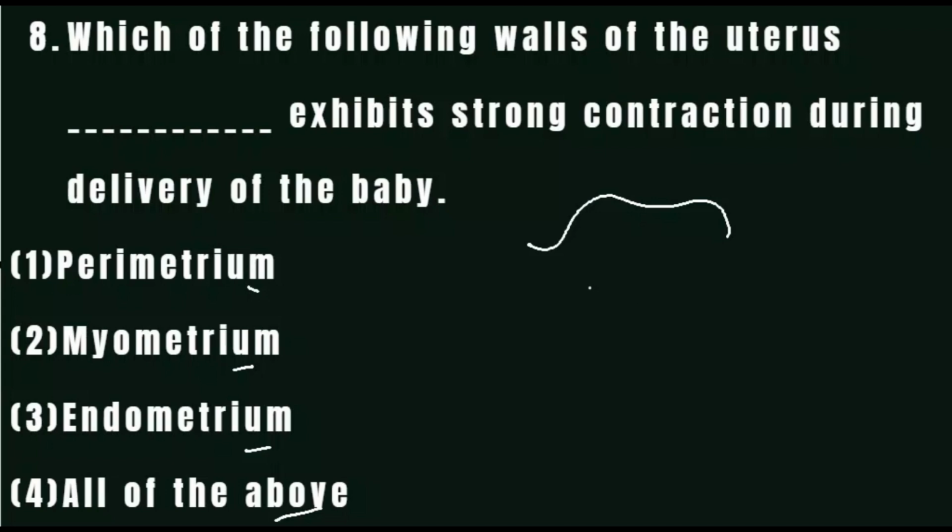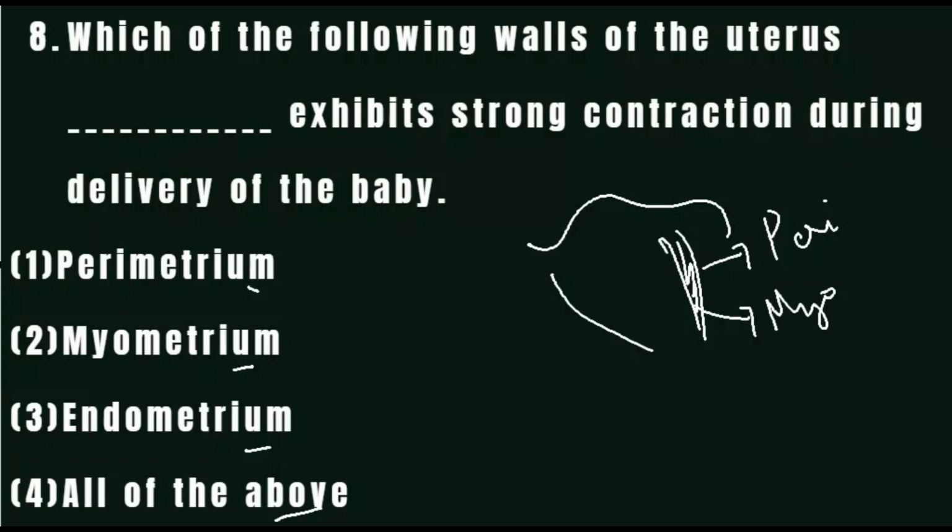So in the uterus, the first lining is called perimetrium. And then comes a muscular lining which is called myometrium, and the inner lining is called endometrium. So the answer is myometrium.